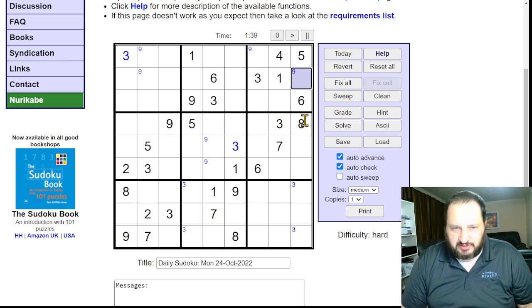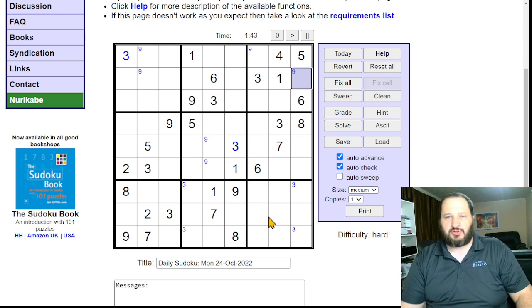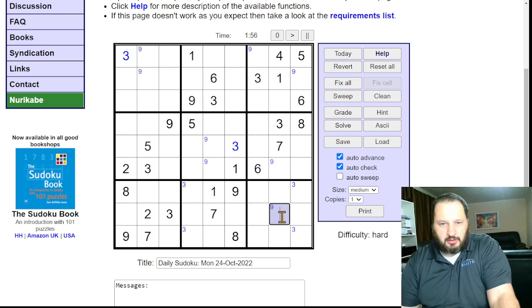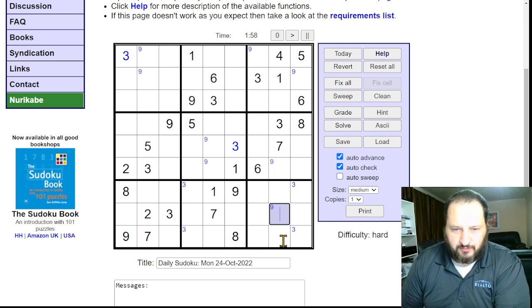A 9 across the top here, 3 choices, and we've got 3 choices here. So we don't have that one sorted just yet, which is okay. But in this column right here, we can't have a 9 here, and we can't have a 9 here or here. So we actually have 2 in this column that could be a 9.